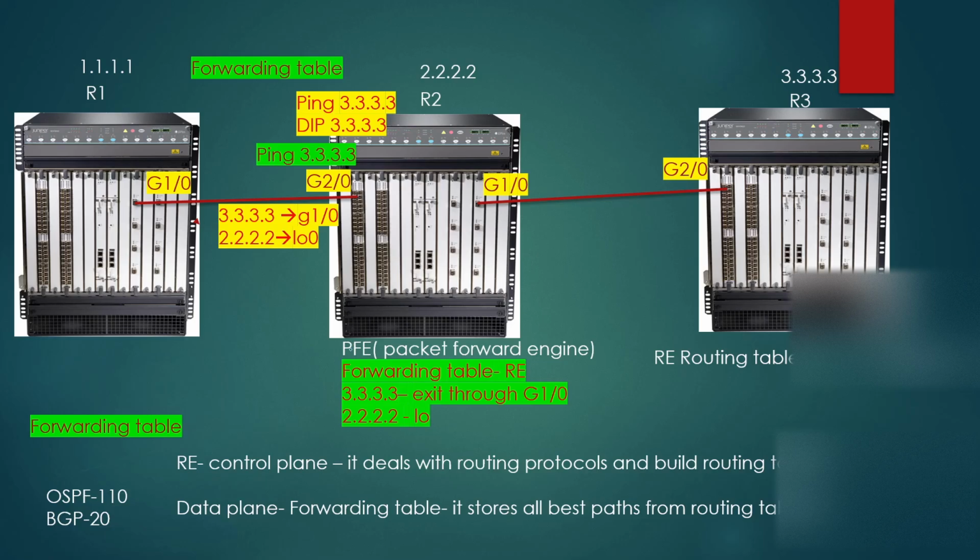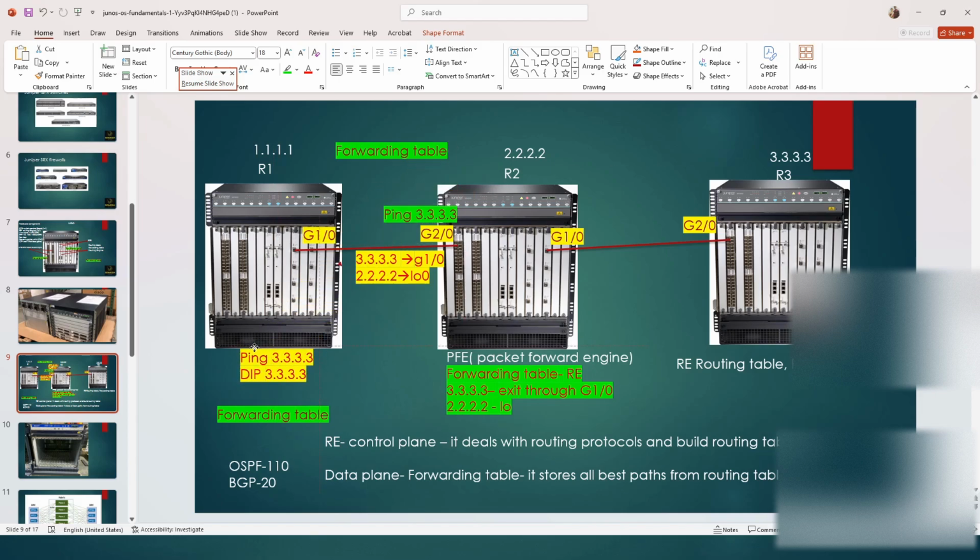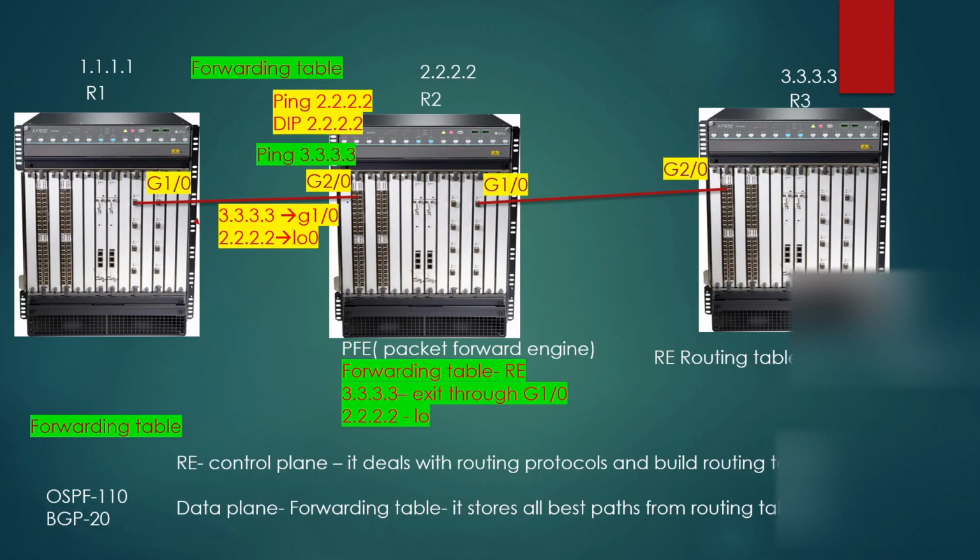Okay. Now if you want to ping 3.3.3.3, that is called transit traffic. Everyone understand, right? Now, if you want to ping 2.2.2.2 and the destination IP address is 2.2.2.2, this packet arrives on this device. It will check the destination IP in the forwarding table and find that it is a loopback IP. So it's a loopback interface. The loopback interface is configured in your routing engine only, right? Interface loopback 0.